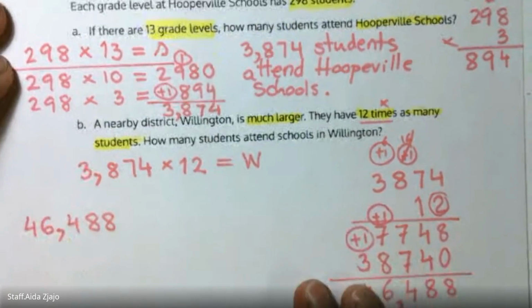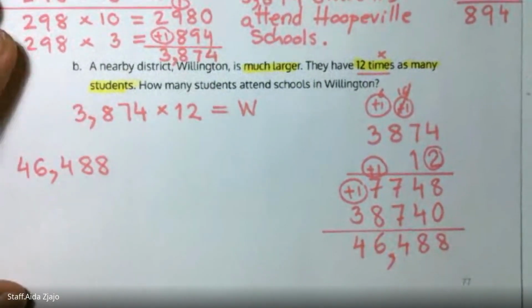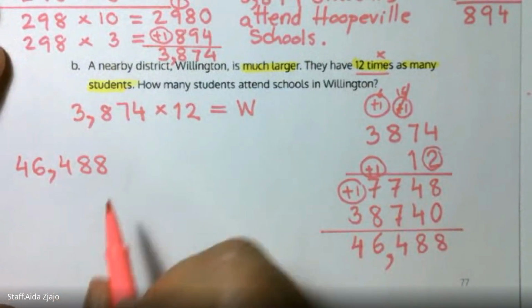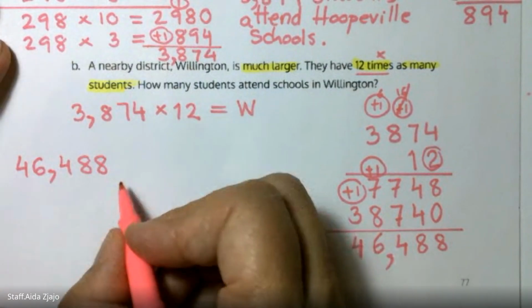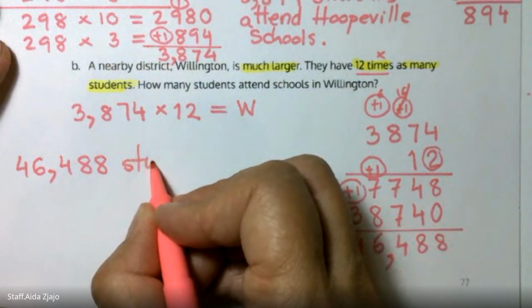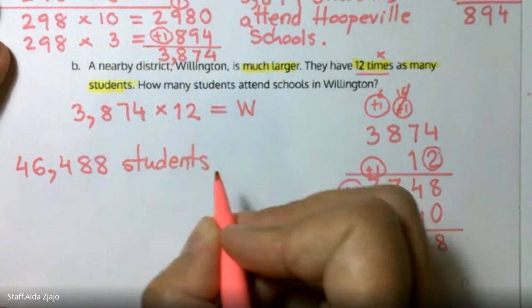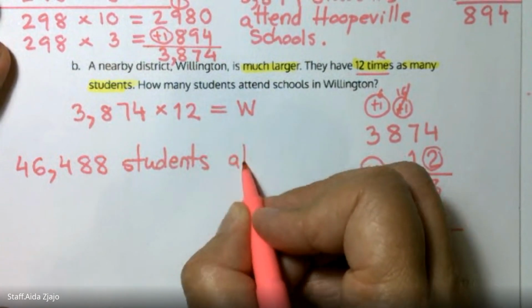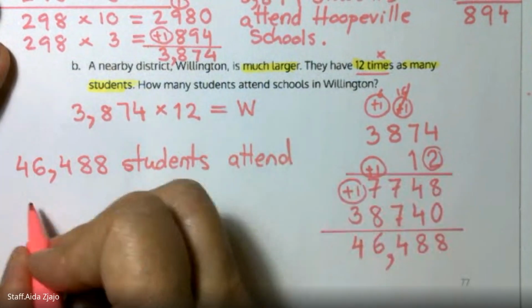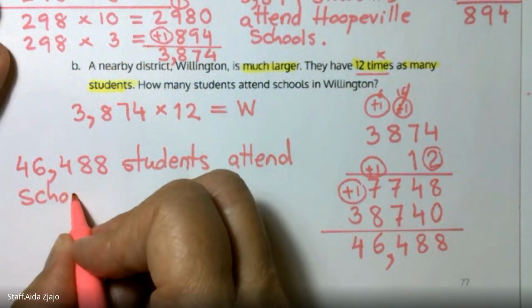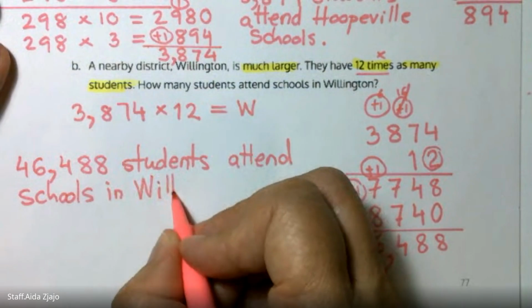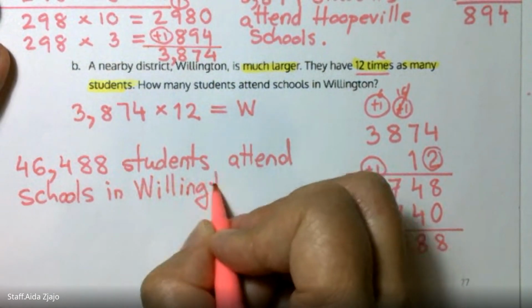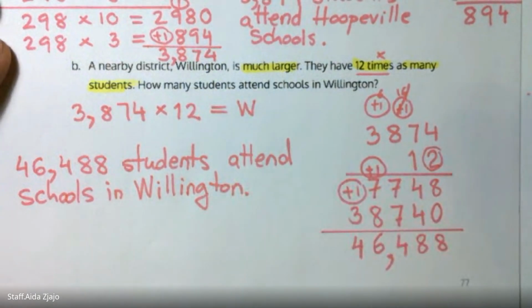46,488. Oops, I think you didn't see my working. I'm sorry. 46,488 students attend schools in Wellington. Okay, and if you didn't see the standard algorithm, I can repeat.